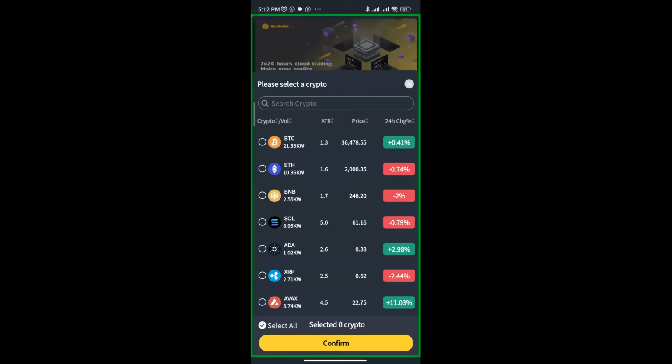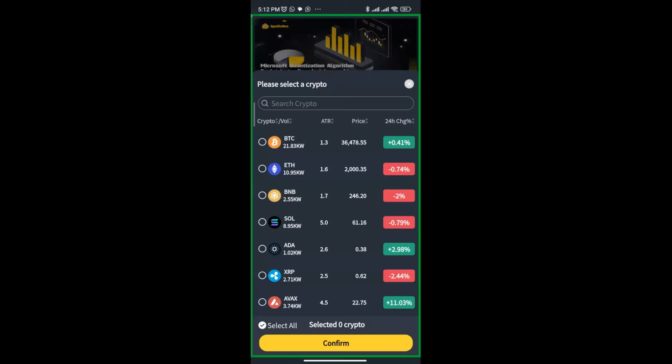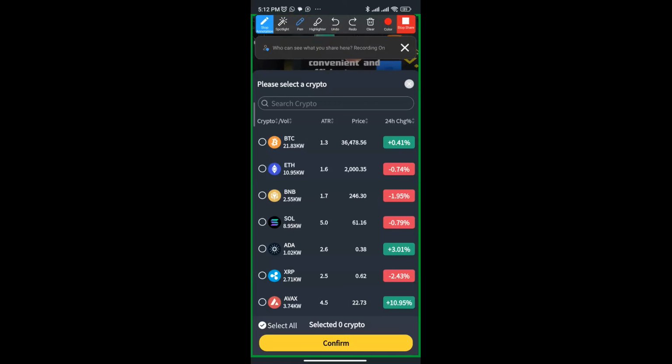So now you see that the ApolloBot has provided us with what we call the 24 hours price change. You can see the percentage change in 24 hours. So what do you want to do? You don't want to trade coins that are already at the top level. You want to trade coins that are still at the bottom.